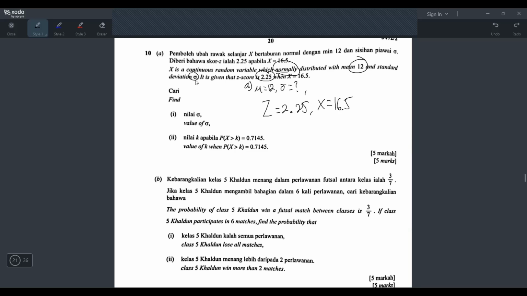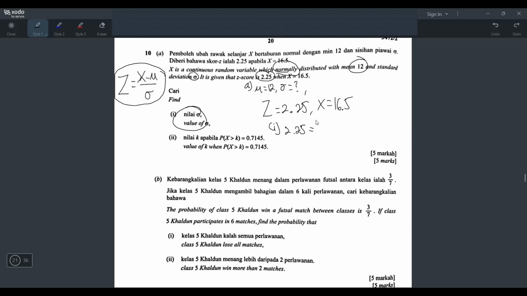Why they give you the mean and standard deviation in normal distribution is for you to convert to Z. And the formula to convert to Z is take the X minus mean divided by standard deviation. This is how we convert the X value to the Z score, right? And now we can use this formula to do number 1. Because number 1, they ask us to find the value of standard deviation. We already have the Z value, 2.25.